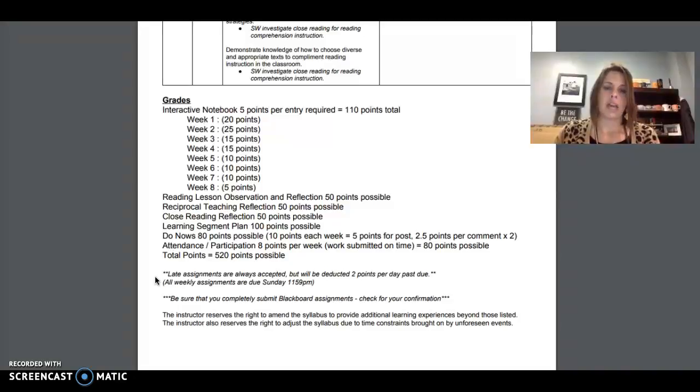That way we have some time and some flexibility since we got things off to a kind of weird start with the way the course was rolled out. So please make sure that those things are due at those times, and I'll put that information in your announcements. Also, for things that are submitted to Blackboard through Turnitin, specifically your reflections, your learning segment plan, things like that, please make sure that you completely submit and check for your confirmation.